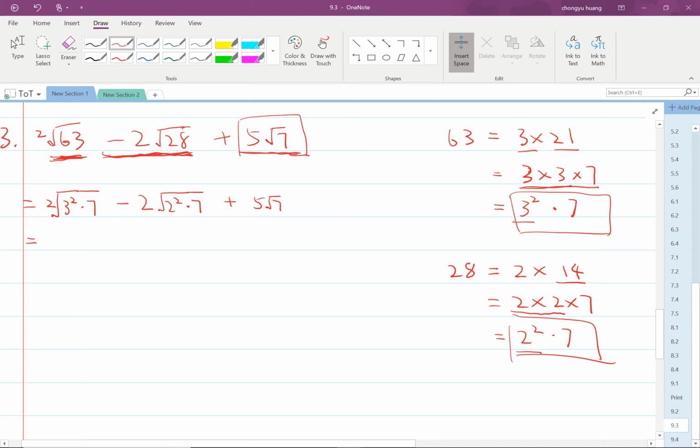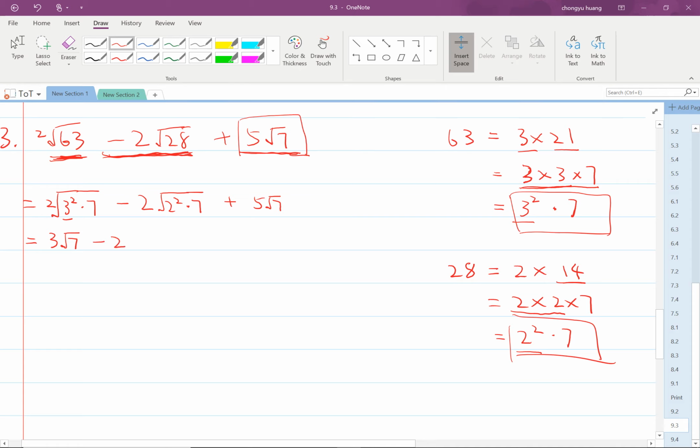Okay, so now we are able to actually simplify. We are able to cancel some part of the square root, right? So you can see we have 3 to the power 2. So we can simplify this to 3 square root of 7, right? And then we have a negative 2.